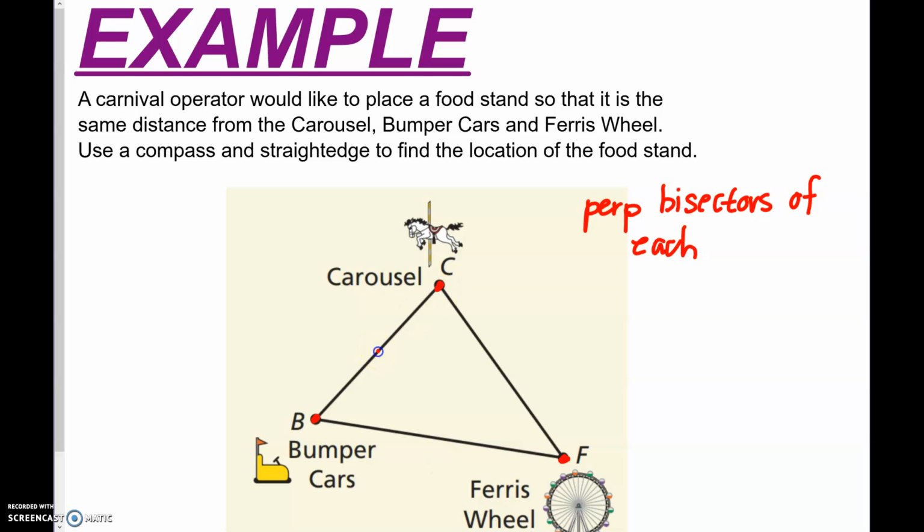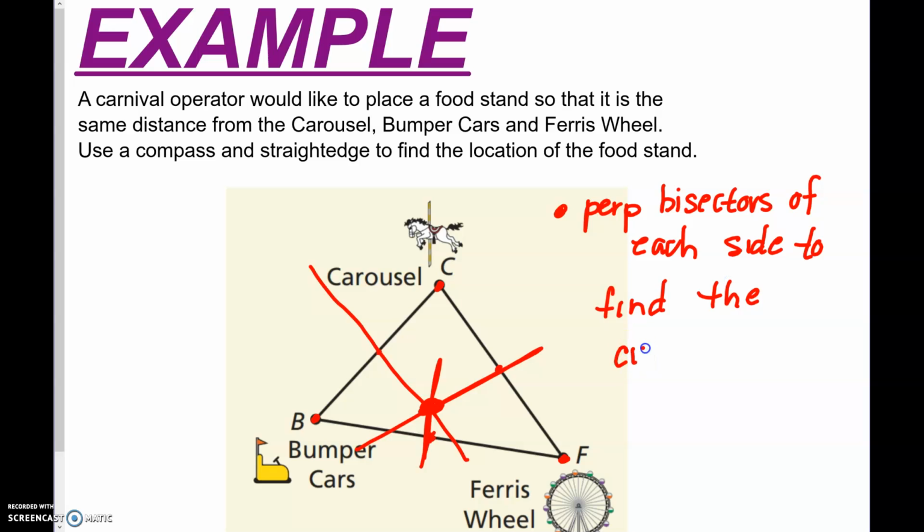We need to construct the perpendicular bisectors of each side. So BC, find that midpoint, make a perpendicular line. CF, find the midpoint, make a perpendicular line. BF, find the midpoint and make a perpendicular line. This point right here is going to be called the circumcenter. So we're going to do the perpendicular bisectors of each side to find the circumcenter.